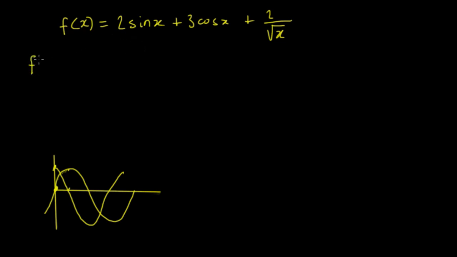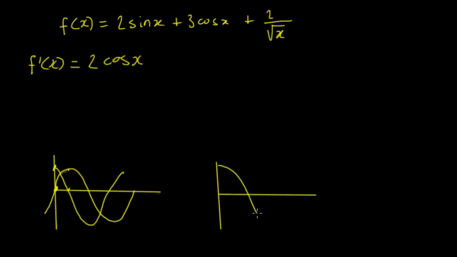So we can say that f derivative of x is going to equal 2 cos x. Now we can do the same for the cosine function. If we were to draw it out, you see the cosine function looks like this. So when we differentiate the cosine function at 0, well, the rate of change at 0 is just 0. Okay, it's a turning point, so the rate of change is 0.